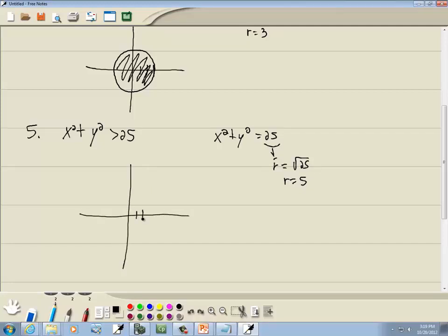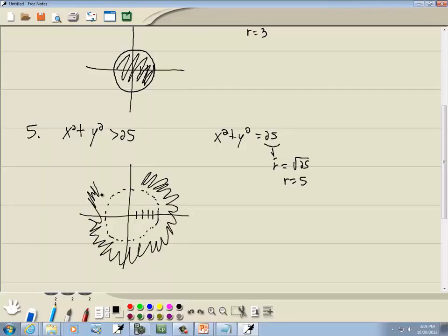So I'll come here, go out a distance of 5. It's a greater than, which means it's a dotted line. So I have a dotted line going around. And it's a greater than, which means I shade outside of the circle. So that'd be our answer right there.